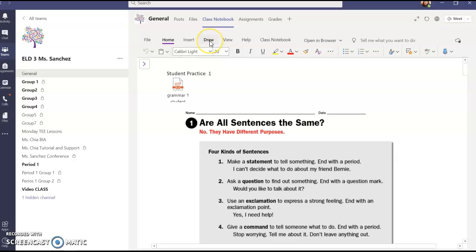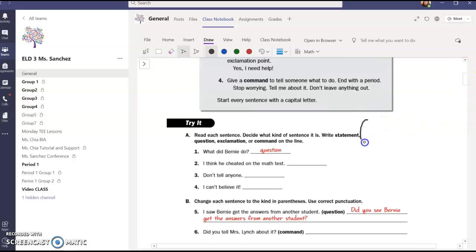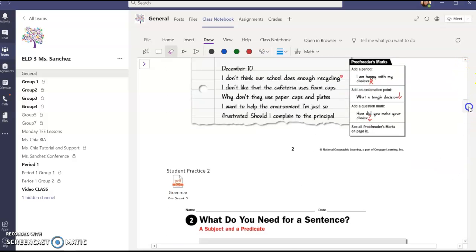And remember, the way you do these is you go to the draw tab, and you can pick the pen, and you can use your pen to write here. You have the eraser to erase, but you can write your answers right on this sheet, okay?